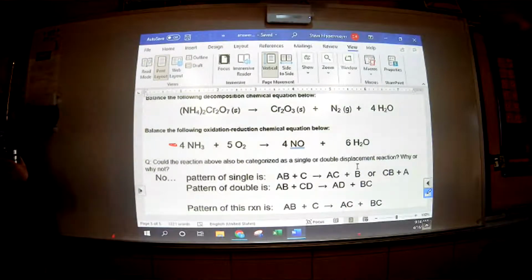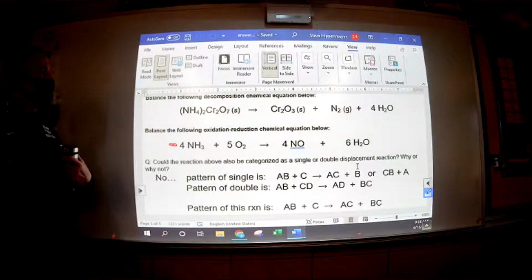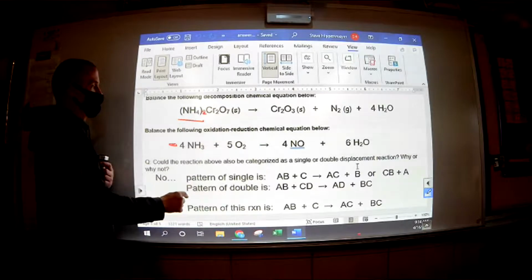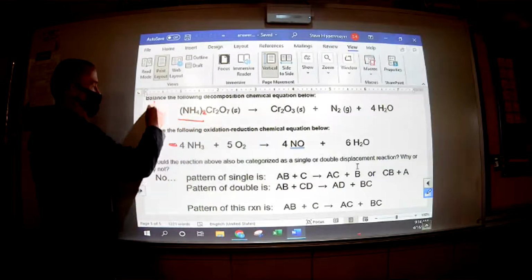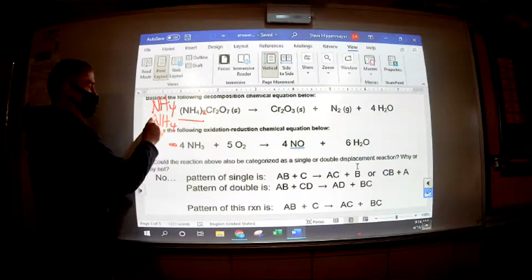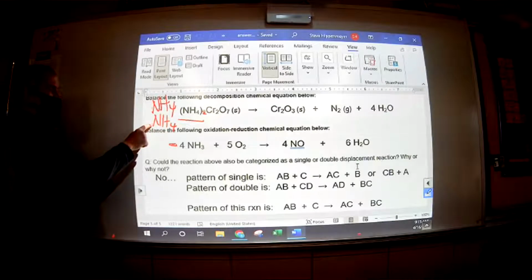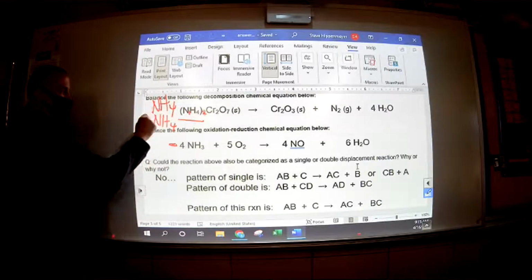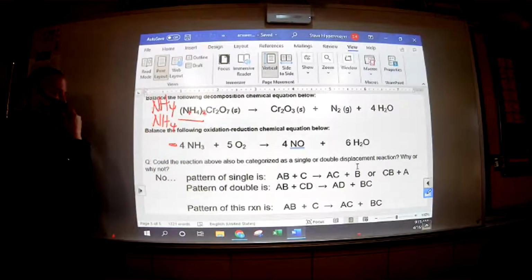I have a question on the one above. The first one has 4 nitrogens, but in the other one where are the 4 nitrogens? No, there's only 2 nitrogens. This 2 means we have NH4 and another NH4. So how many N's is that? 2. How many H's are there? The subscript to nitrogen's 1. 2 times 1 is 2. 2 times 4 is 8. Good question.